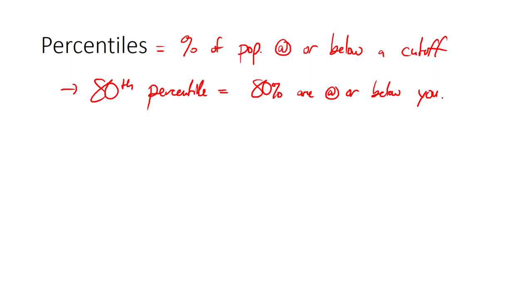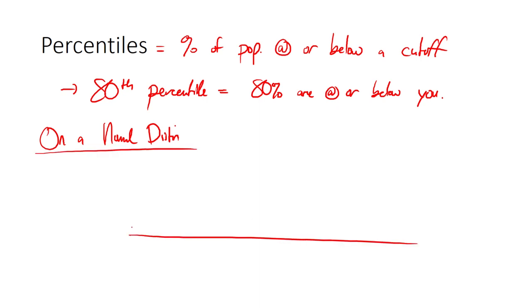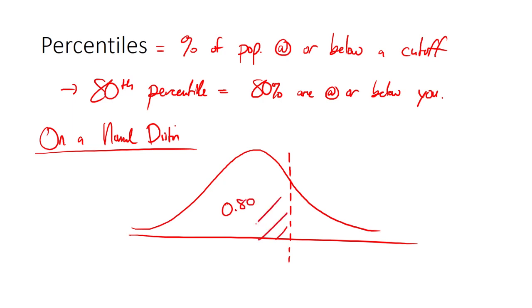We can actually calculate percentiles on a normal distribution. So you can picture that. On the normal distribution, if you were in the 80th percentile, where would you be? You'd be somewhere above average, right? And you'd be somewhere on the normal distribution such that the area below you is 80% or 0.8. Okay? So when you look at it that way, the picture shows us that we should be able to calculate percentiles on a normal distribution using the z-table.